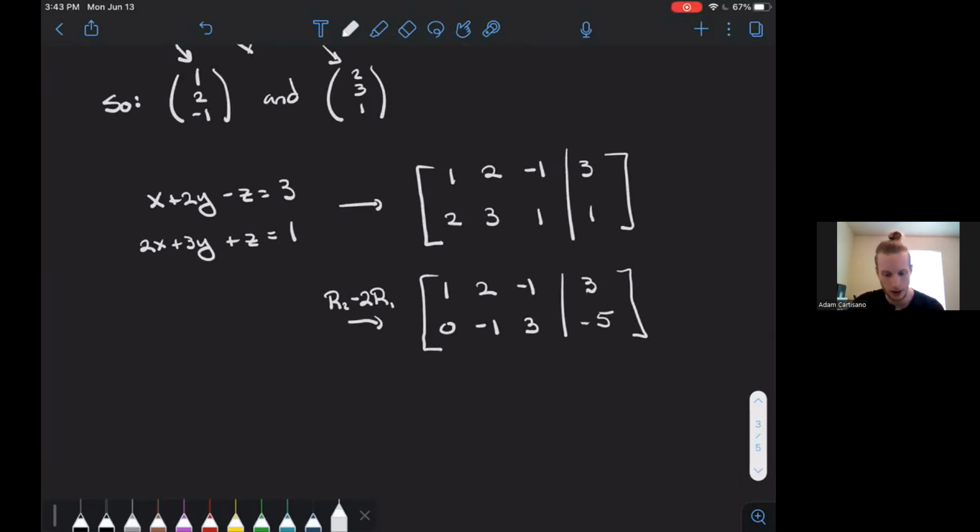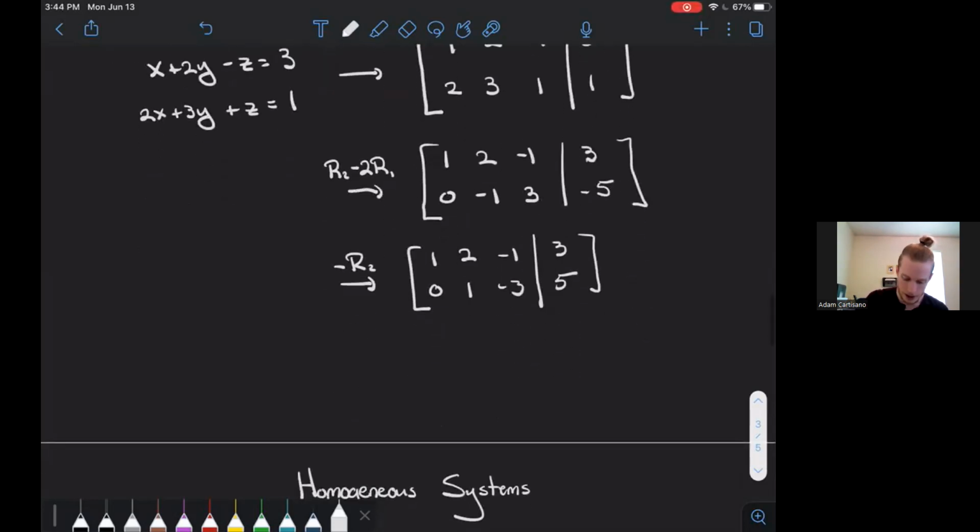By the way, this is in row echelon form, but we want it in reduced row echelon form, just to illustrate the point, which means that this bottom row needs to have a 1 as the leading entry. It's a negative 1 at the moment, so we have to negate the second row. So minus R2. First row stays the same: 1, 2, minus 1, 3. Second row becomes 0, 1, minus 3, 5.